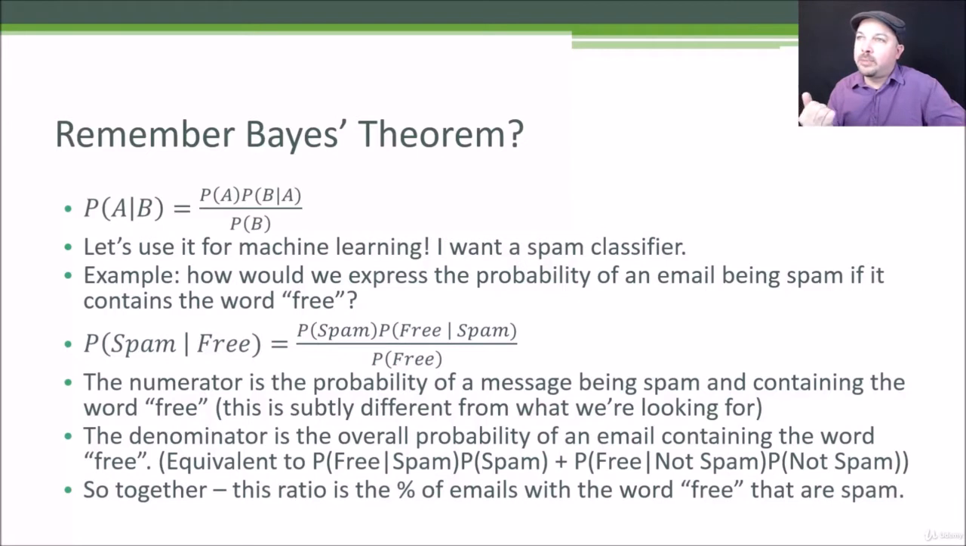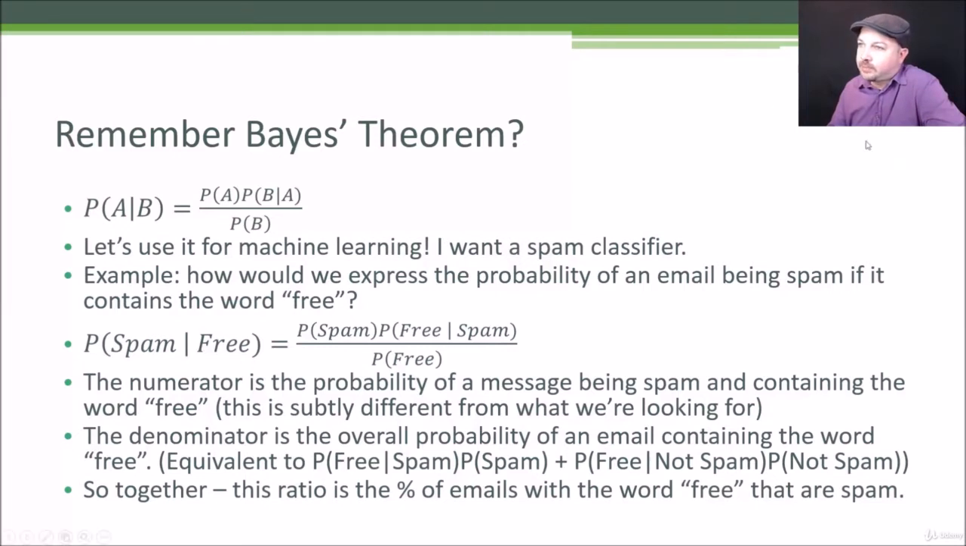Just a refresher on Bayes' theorem, remember the probability of A given B is equal to the overall probability of A times the probability of B given A over the overall probability of B. So how can we use that in machine learning? I can actually build a spam classifier, an algorithm that can analyze a set of known spam emails and a known set of non-spam emails and train a model to predict whether new emails are spam or not. And this is a real technique used in actual spam classifiers in the real world.